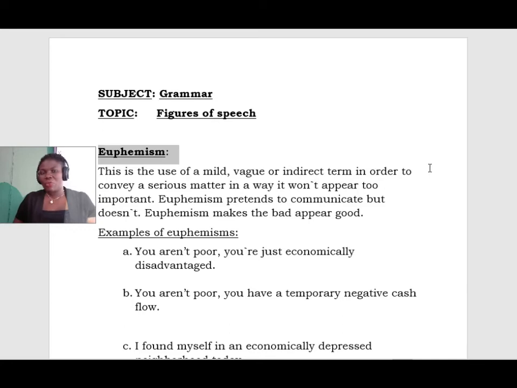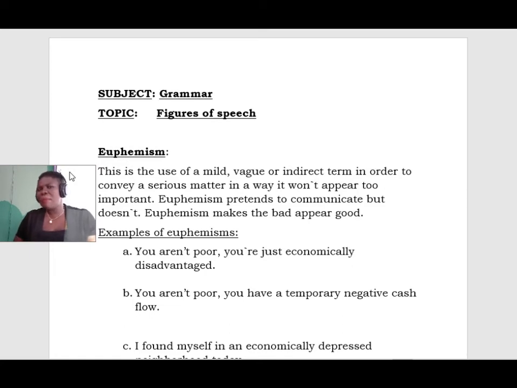When you bring euphemism into a speech, it means you're saying something very important in a mild term. Something actually happened, and it's way more important than it sounds, but you're reporting it in a very mild, simple, unimportant manner, making it look as if it's of no importance. So that's what euphemism does in a figure of speech.